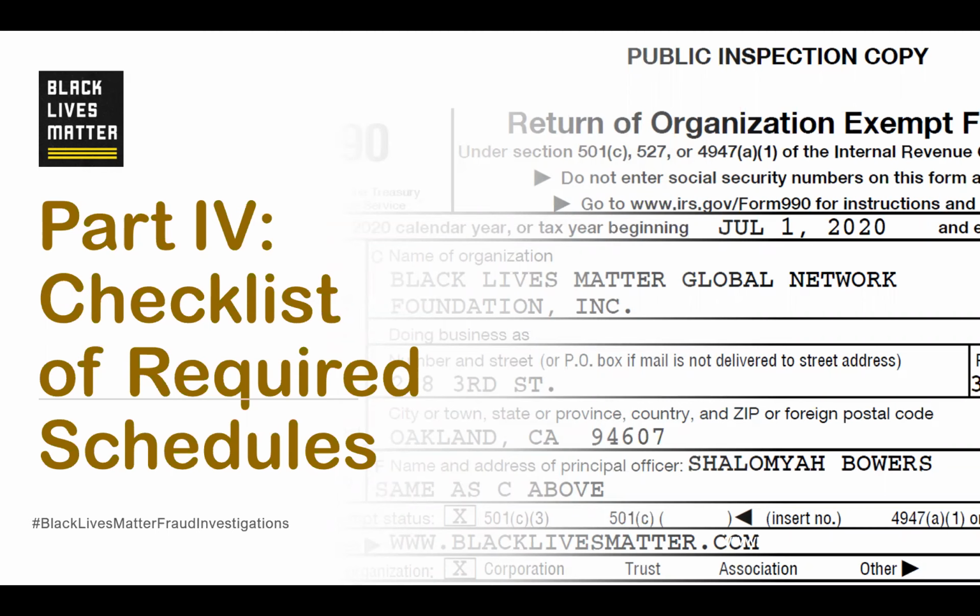We are continuing with the series investigating the Form 990 information return that the Black Lives Matter Global Network Foundation submitted for the year 2020. Today, we're going to examine Part 4, Checklist of Required Schedules. So let's get started.